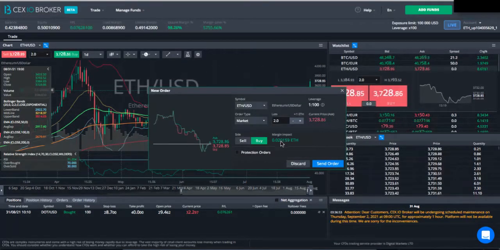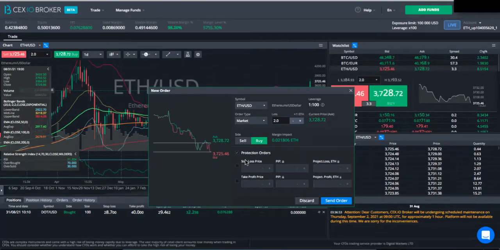And so it tells me the margin impact is 0.02 Ethereum, and this account, as you can see, has 100x leverage, right? 100x leverage. So this is pretty decent. I'm not trying to max out my account because that makes it even easier for you to get liquidated. But we're going to go ahead and see how you find out what your liquidation price is. If you click on protection orders, you click right here where it says stop loss.